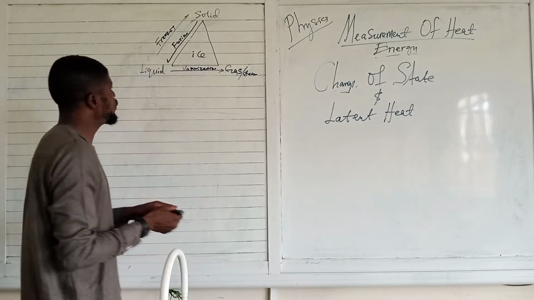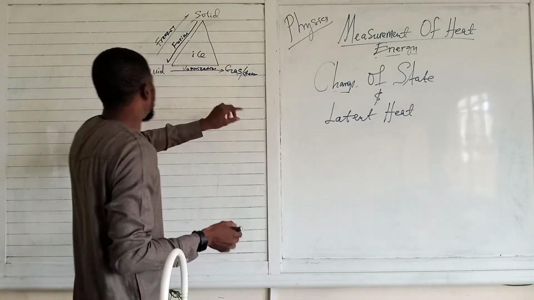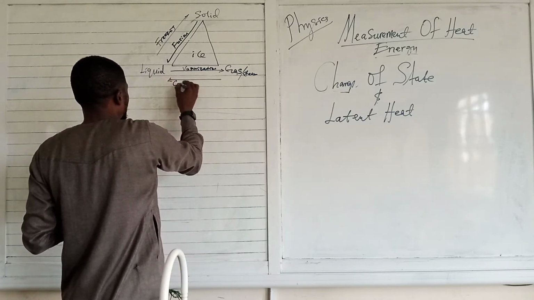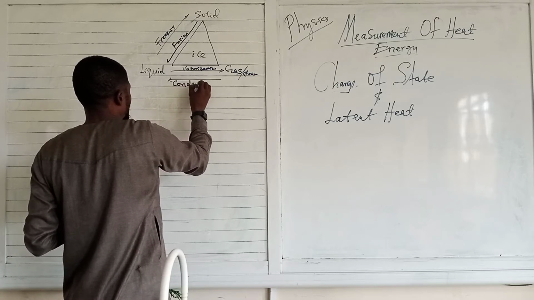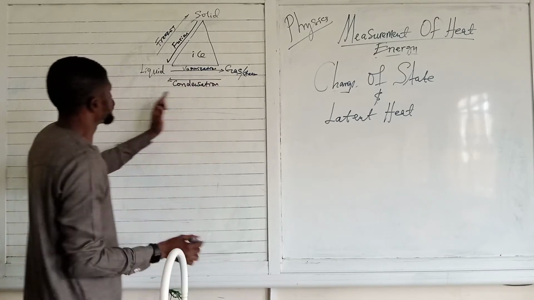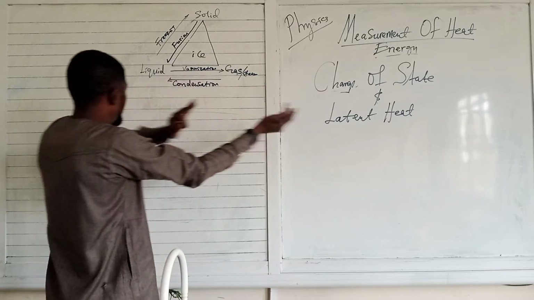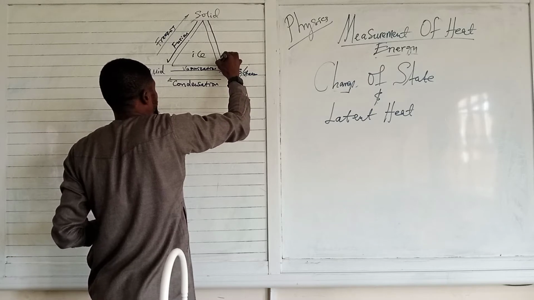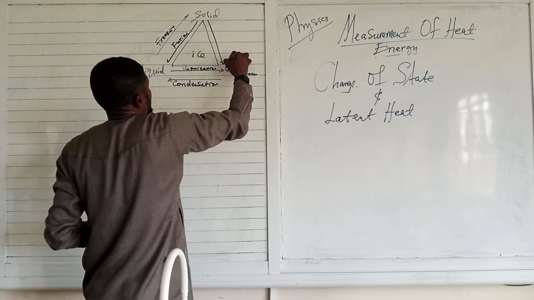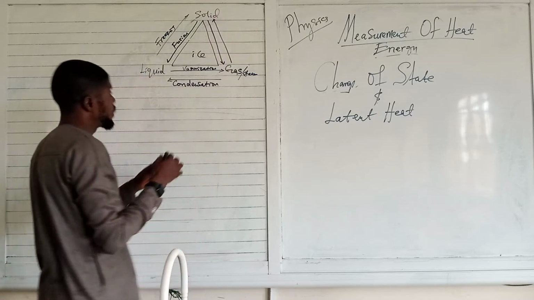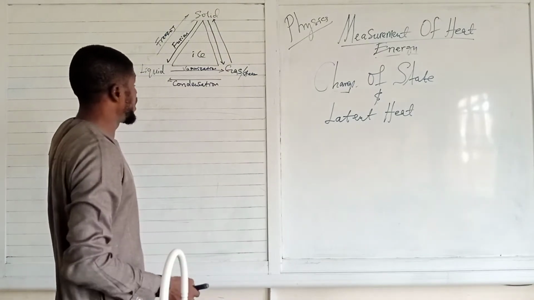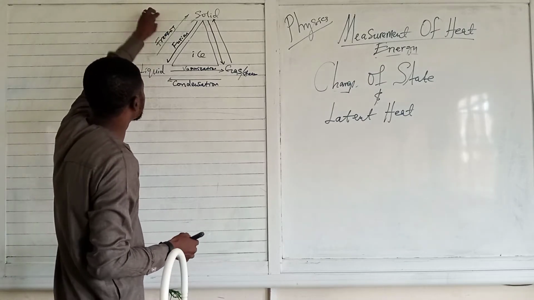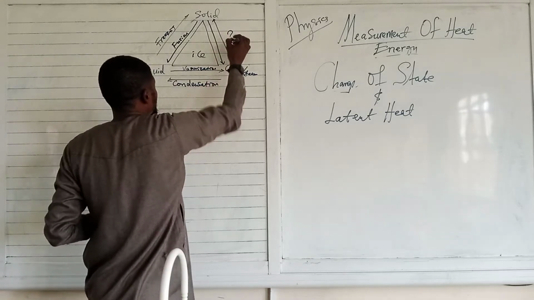Now, if you decide to remove heat energy at this stage, this will reverse back to liquid. We call it condensation. So you see that it is a forward-backward reaction. And then there are some substances that change from solid straight to gas, and from gas straight to liquid. You can do research on that and know the substance. But for the sake of this video, we are looking at 1, 2. We are not considering this wing.